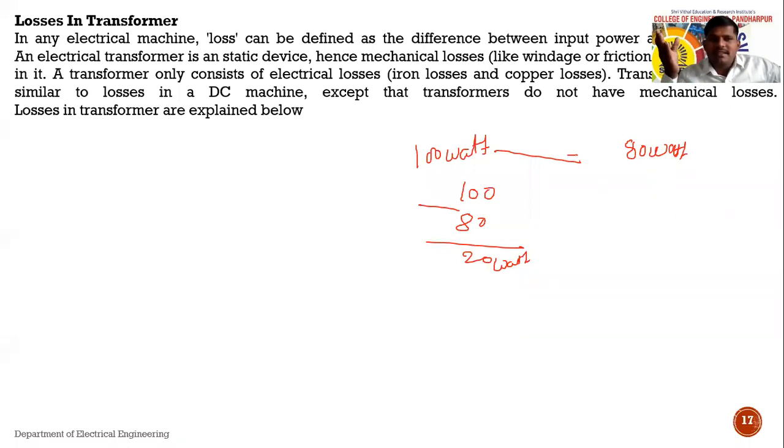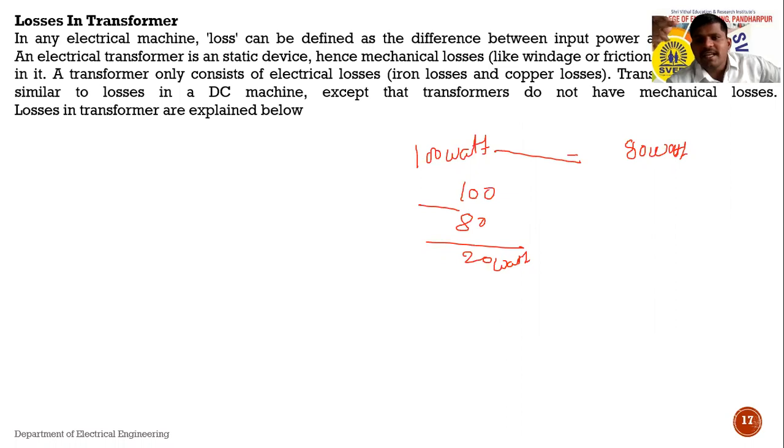And variable losses are similar to those of a DC machine, DC generator or motor. They depend upon current, so we can call them copper loss, because they depend upon current. Okay, so all of you understood. There are two main types of losses in a transformer: first one is constant, and the second one is variable losses.